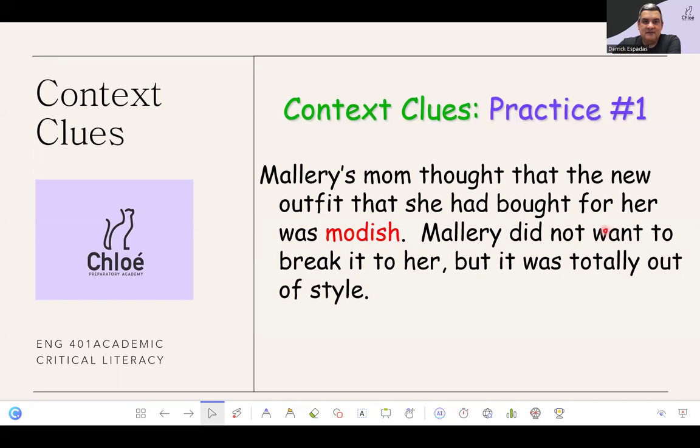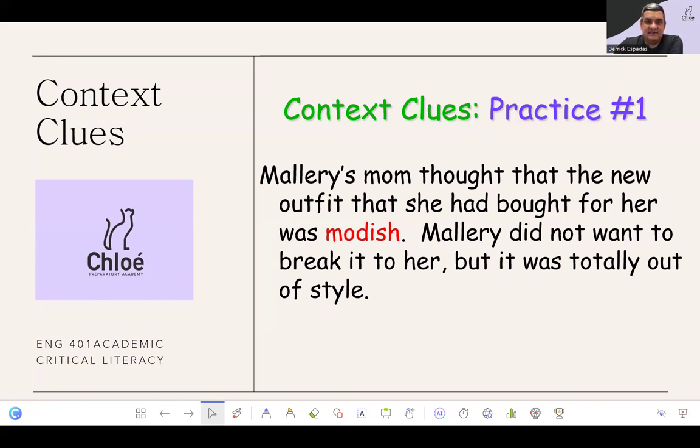Mallory's mom thought that the new outfit that she had bought for her was modish. Mallory did not want to break it to her, but it was totally out of style. This one's a little complicated because it does point to a particular time, but it's out of style. And when would it be in style? That's a clue to try to figure that one out. So if you happen to know, go ahead and throw it in the comment section under this video. Take a guess, take a chance.